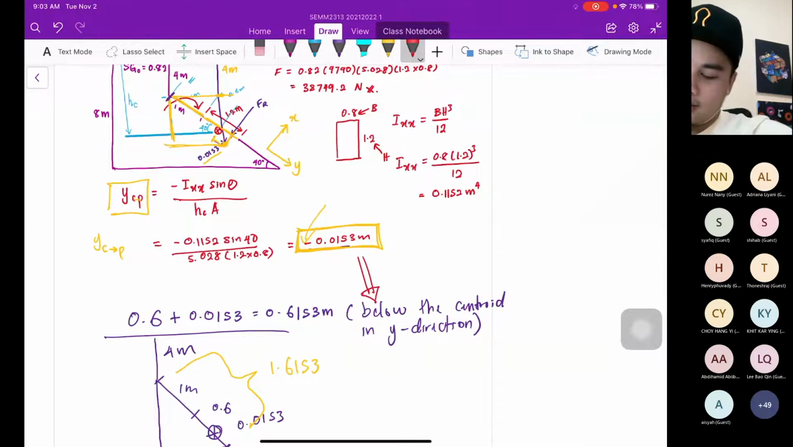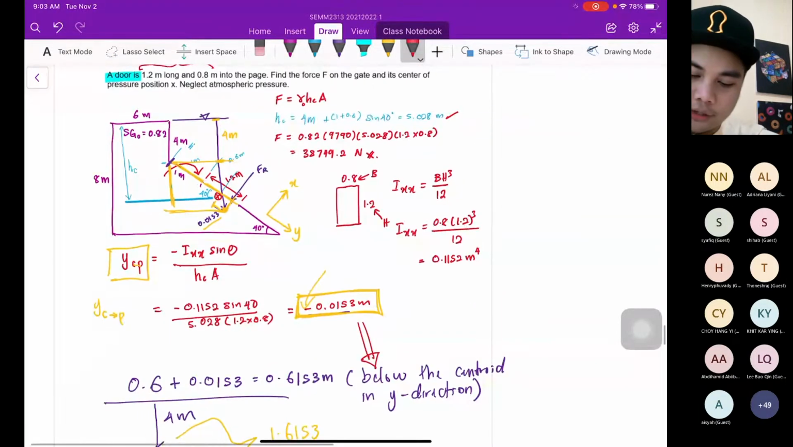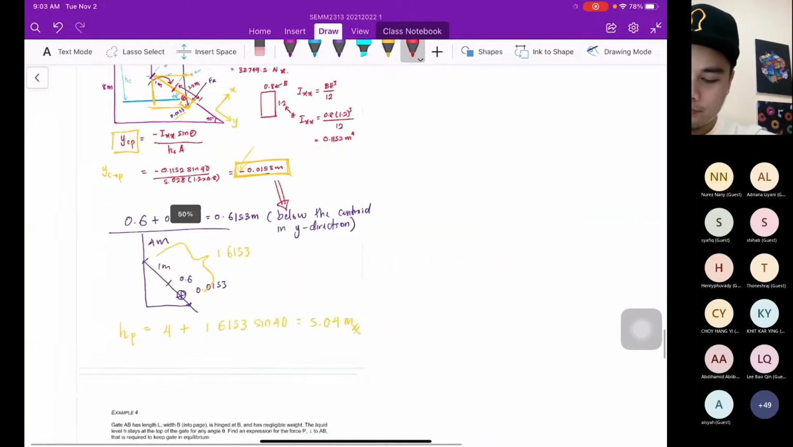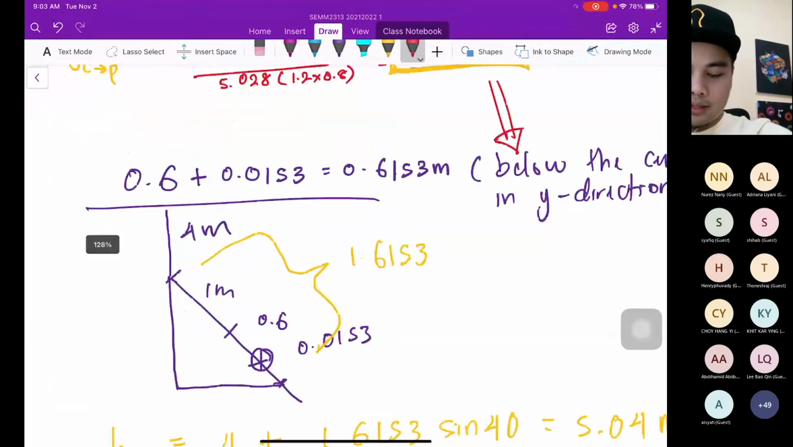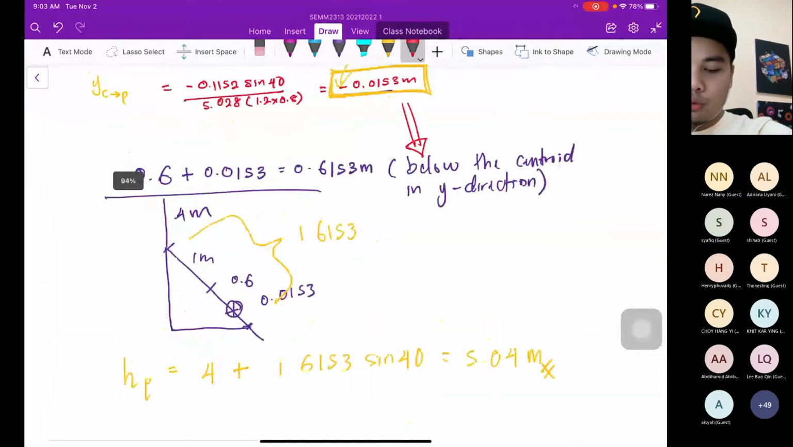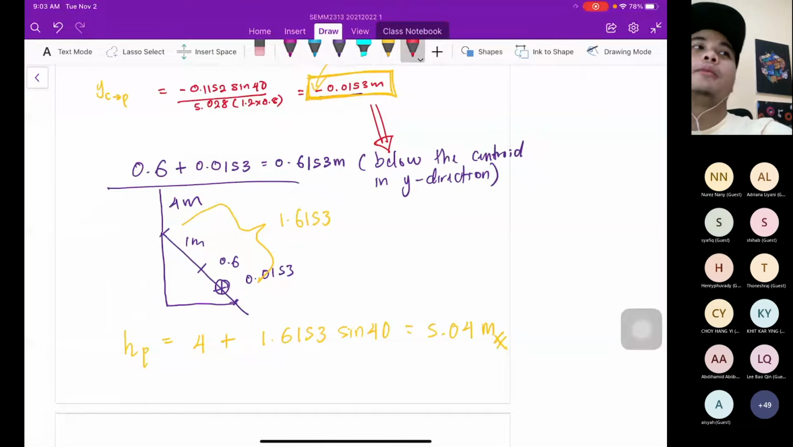Okay. But this one, 0.6153, is basically from the door until here. But the most important thing, you need to find the HP basically from the surface of the water until the pressure point, the center of pressure. Okay.